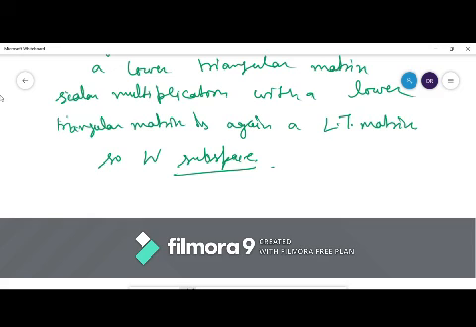Also, the collection of all symmetric matrices is also a subspace, because we know that the sum of two symmetric matrices is again a symmetric matrix, and scalar multiplication with a symmetric matrix is again a symmetric matrix. But in case of singular matrices, for example, if W is equal to the set of matrices A where determinant of A is equal to 0, this is not a subspace.